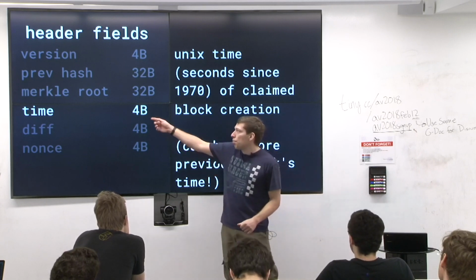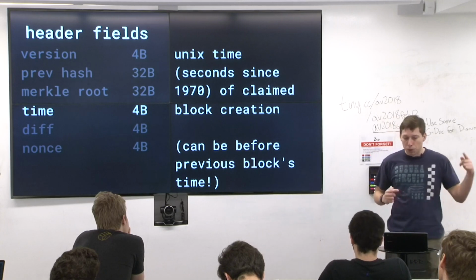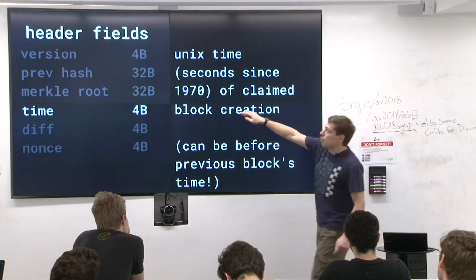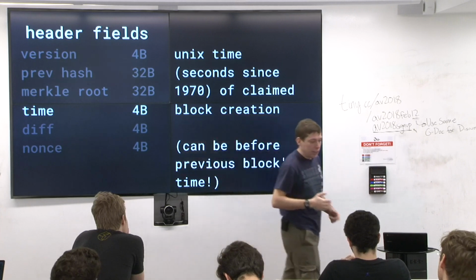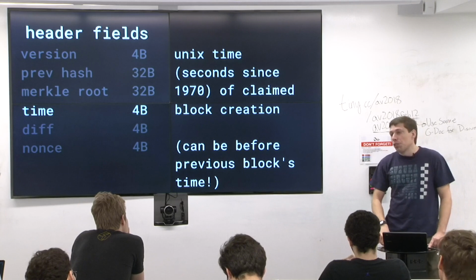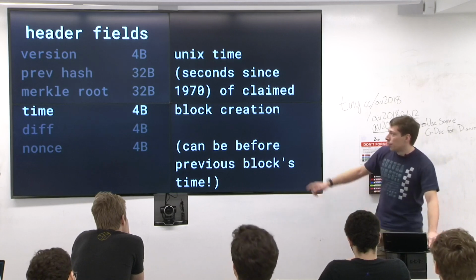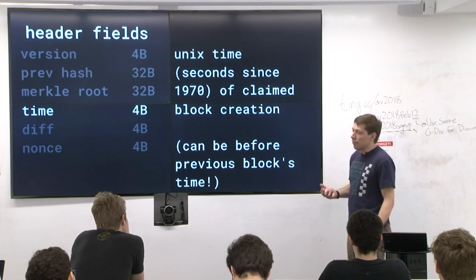If you find two blocks that collide, they've both got the same previous hash, right? So they're both at the same height, as we call it, of the chain. You could say, oh, well, whichever one came out first, right? I'll look at the timestamp and say, okay, the block that came out first will be the valid one.